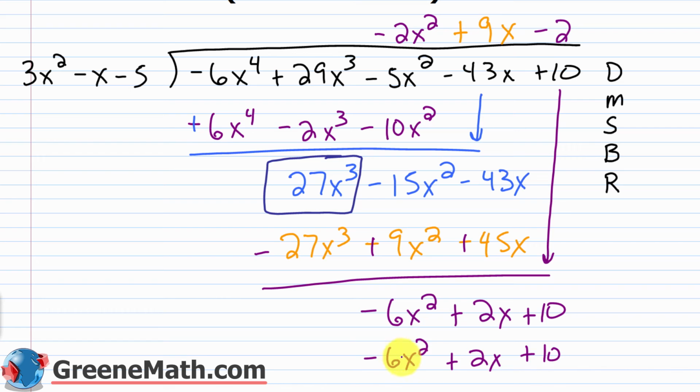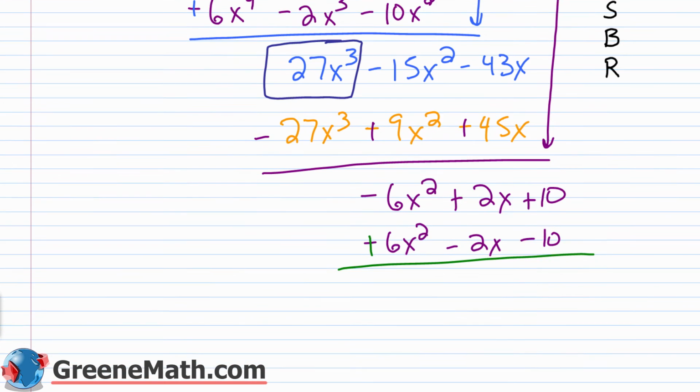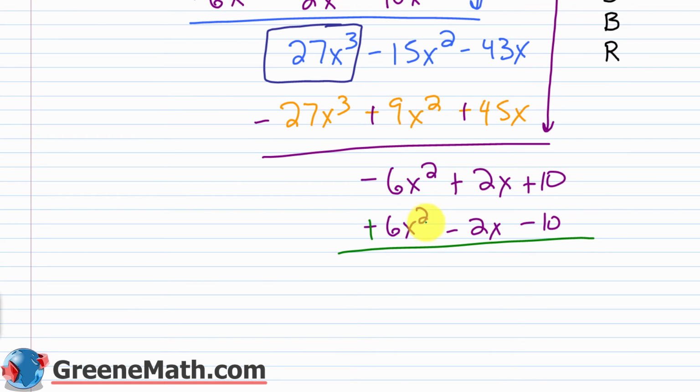So you can see it's the same thing minus itself. That would be 0. But again, to make this complete, if I'm subtracting this away, I'm going to change every sign. So this will be plus, this will be minus, this will be minus. And then if we add it here, negative 6x squared plus 6x squared is 0. 2x minus 2x is 0. 10 minus 10 is 0. So that's 0. So there is no remainder.